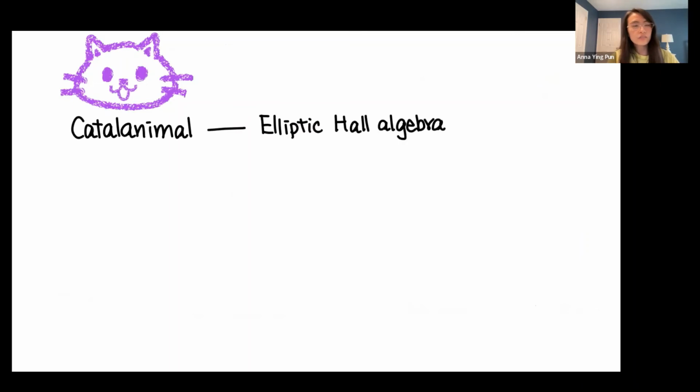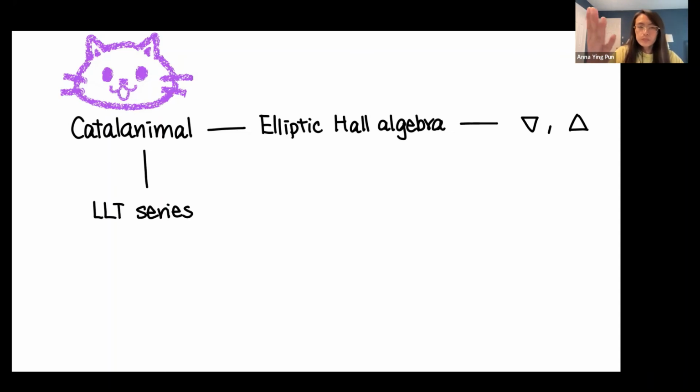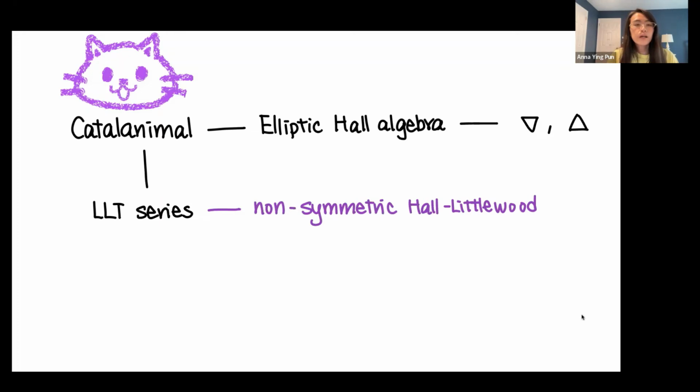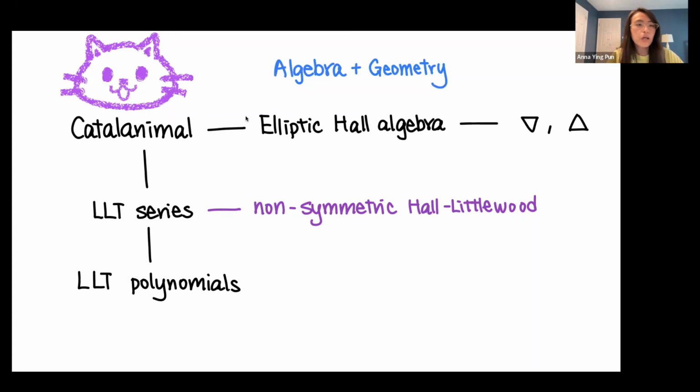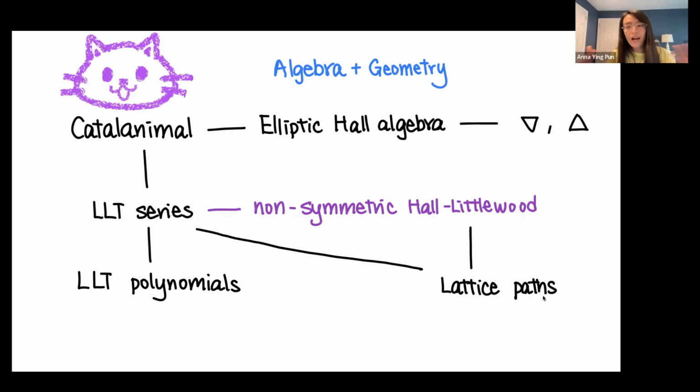So the CAT has a lot of interesting things. It links to the elliptical algebra. Elliptical algebra also links to Nabla or delta operators. And then the CAT and animal are related to something called LLT series. And these LLT series also link to something called non-symmetric Macdonald polynomials. You don't need to know what they are for now, I just give you a really broad picture. And then if you truncate these LLT series, you get the LLT polynomials. And this series also relates to some paths, some lattice path thing.